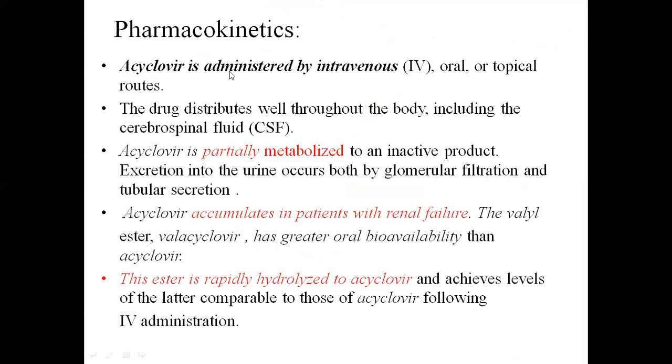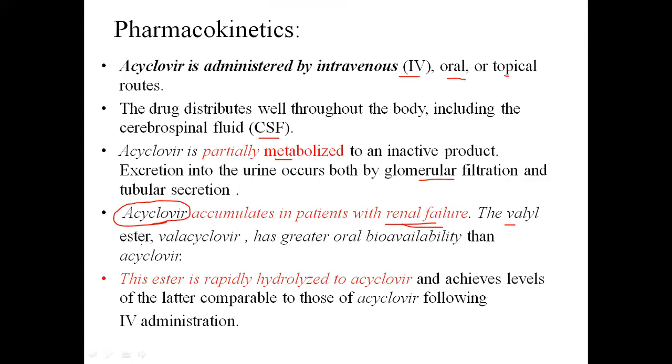Now see pharmacokinetic parameters. I'm not going into the details because all points are very simple. Here, IV form, you can give by IV dose, you can go with oral, topical. It can cross CSF, it is partially metabolized, then excretion is through glomerular filtration. Acyclovir is accumulated in renal patients. Now this is an important one: acyclovir accumulates in renal failure.